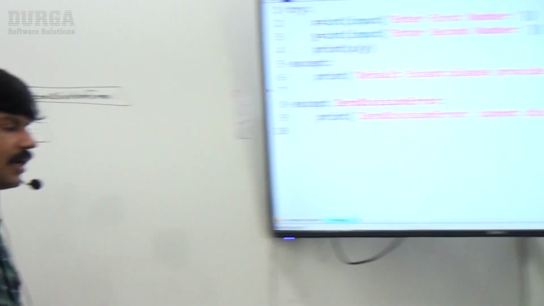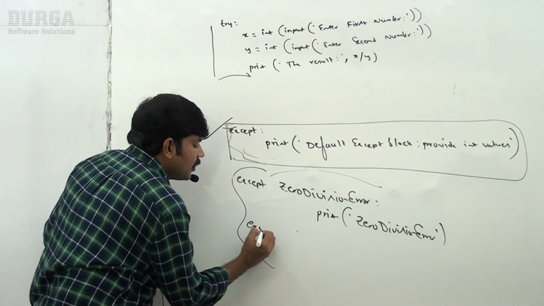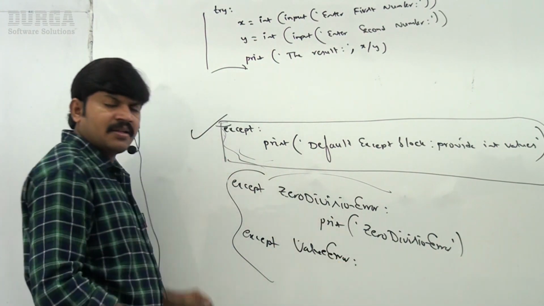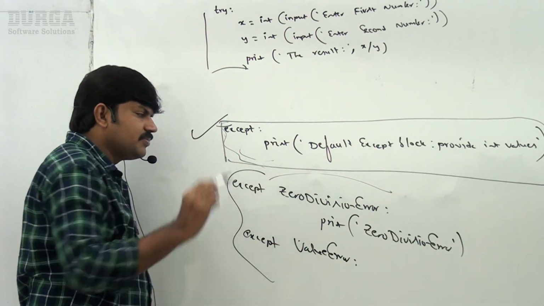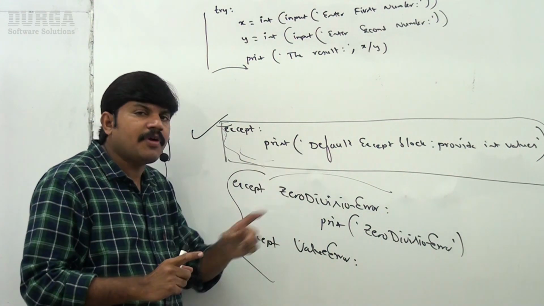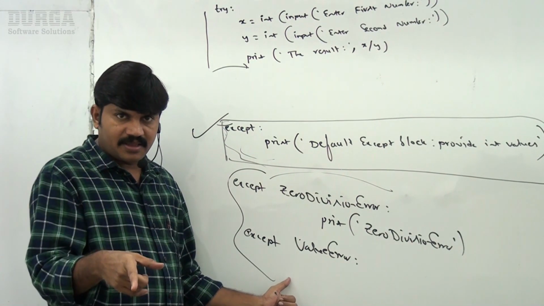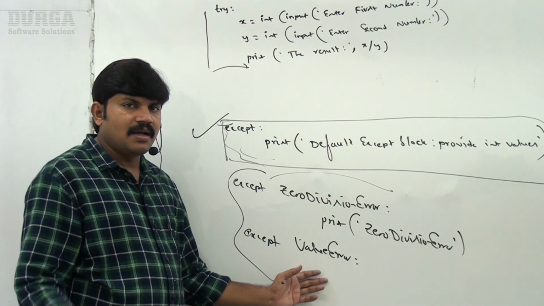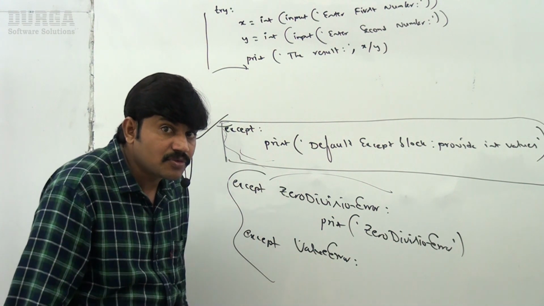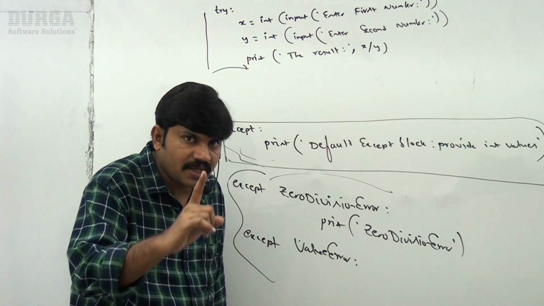Suppose here I have except zero division error, and I have except value error. So value error, zero division error, you can take in any order, no problem. But compulsorily the default except block should be the last except block if it is there. Are you getting the point? For normal except blocks, you can take any order, no problem at all. But the Python virtual machine always goes from top to bottom. But a default except block must be the last except block.